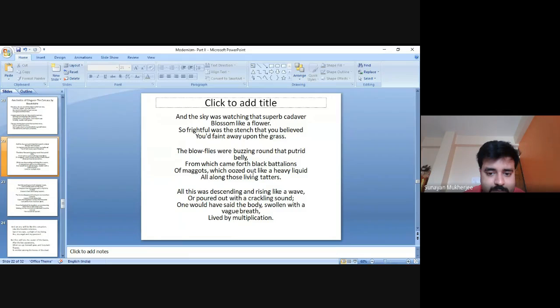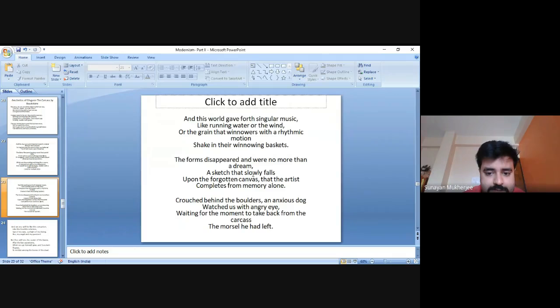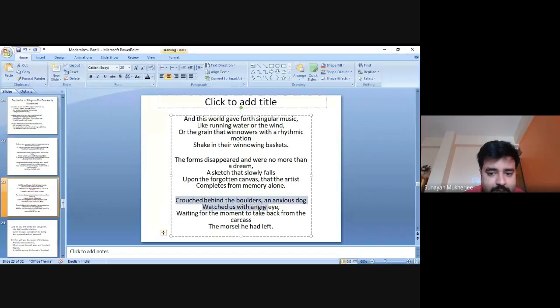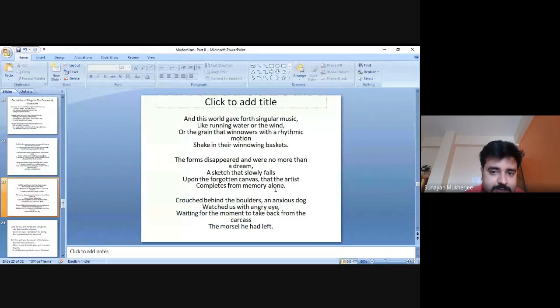That is what Baudelaire is trying to say. And somewhere from this body, a jackal is coming to seize some portion of the flesh. Crouched behind the boulders, an anxious dog watched us with an angry eye, waiting for the moment to take back from the carcass the morsel he had left. So there was a dog.